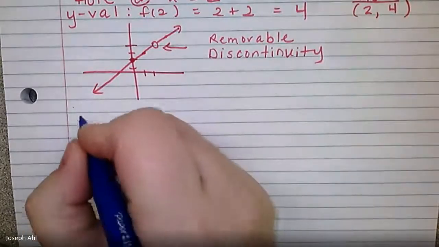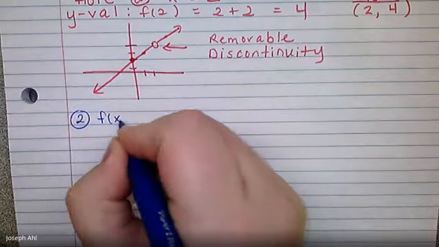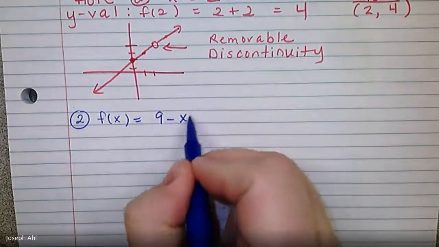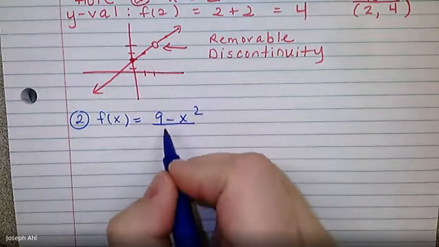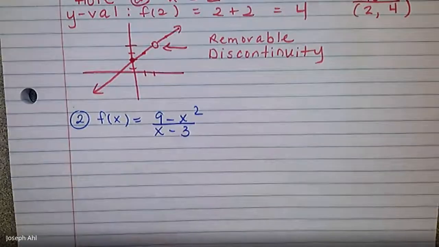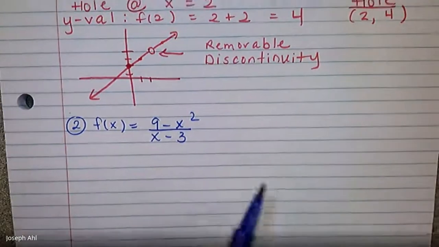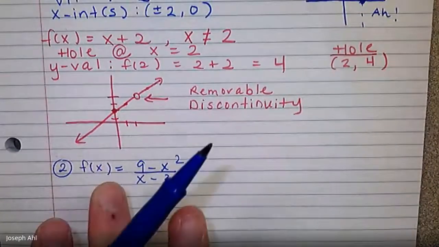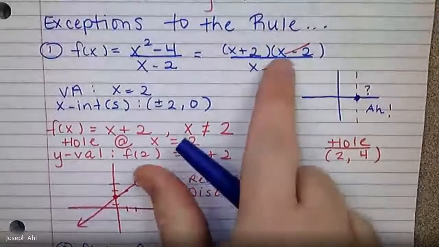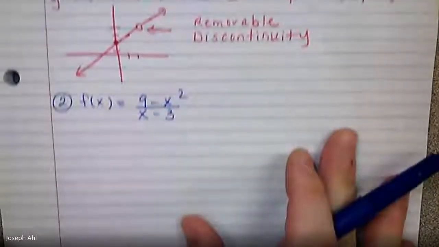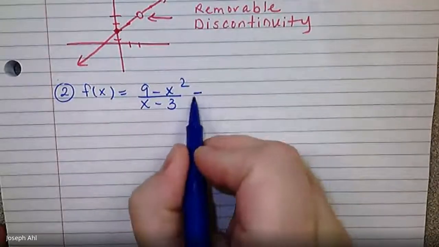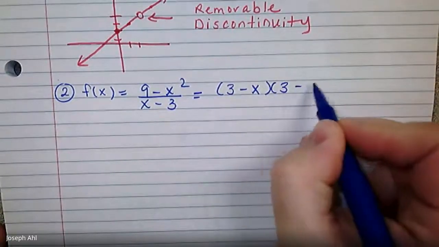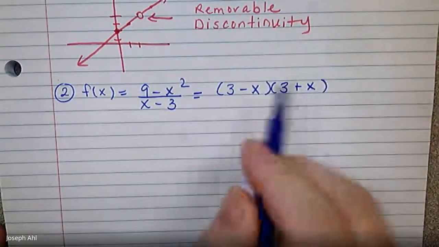If I gave you the example f of x equals, let's do 9 minus x squared in the numerator, and then in the denominator, x minus 3. So now that we know that this is a thing that's out there, right, that we could have holes in the graph, it's the first thing that you want to look for. Can we factor the top and bottom and make sure that there's anything that cancels? We want to kind of take care of that first. So the numerator would factor through to 3 minus x and 3 plus x.